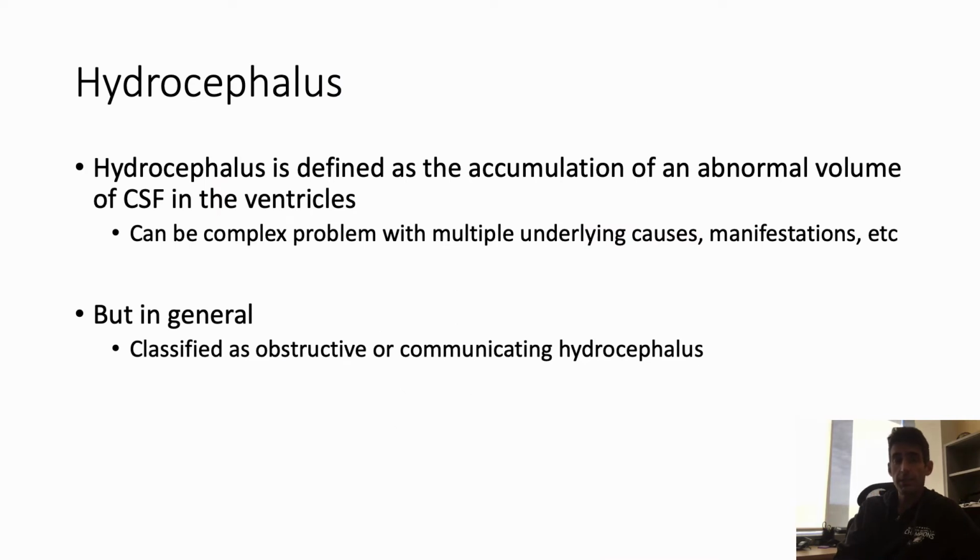And hydrocephalus is defined as the accumulation of any abnormal volume of CSF in the ventricles. It's a complex problem. There are a lot of underlying causes, and a lot of ways this manifests. But think of it as any abnormal volume of spinal fluid. And the way we break down hydrocephalus is really two categories: obstructive hydrocephalus and communicating hydrocephalus, and we'll go over those.